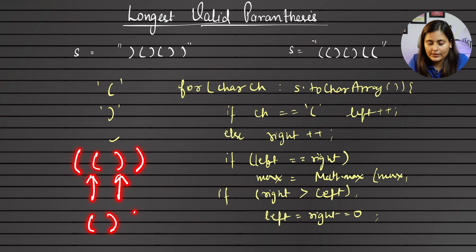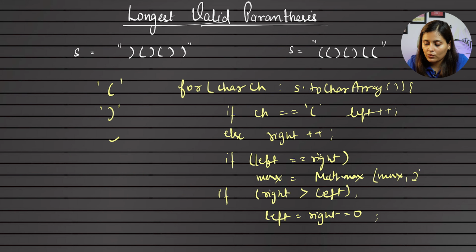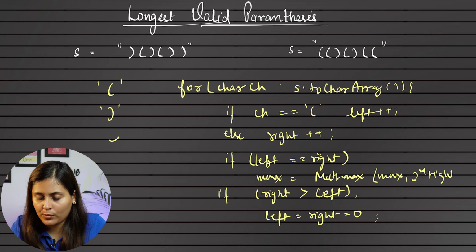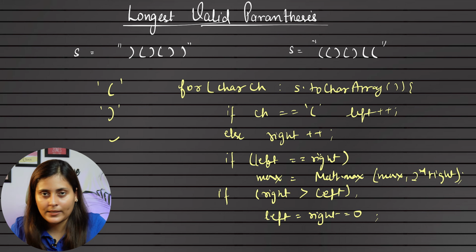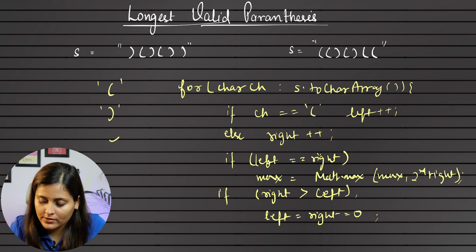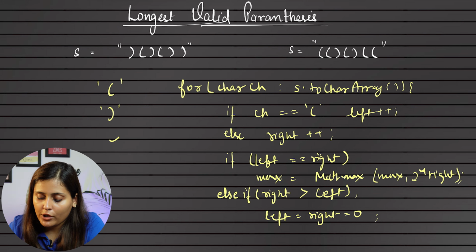Now tell me for this. Left 2, right 2. Length 4. So can I say for length, I can simply say 2 into right, or left also you can write here. No problem. Okay. Because anyhow both are same. So max we will update. So we will write this in an else-if condition. Okay. So very simple.